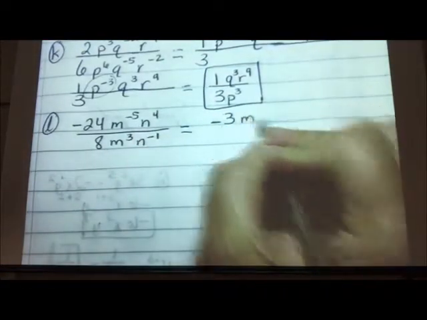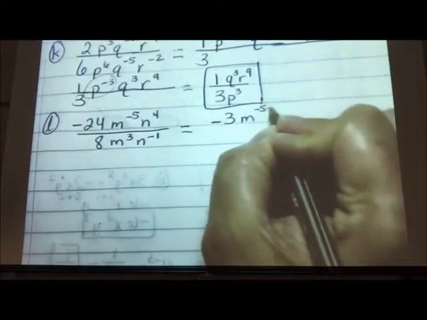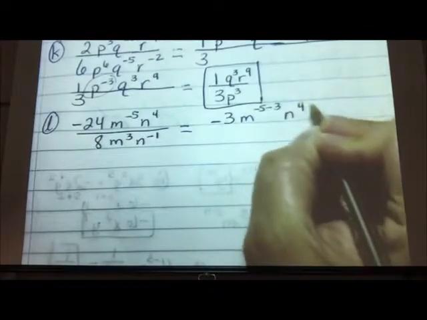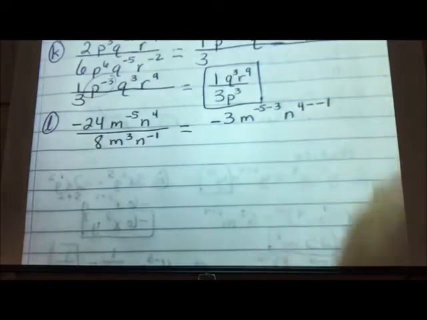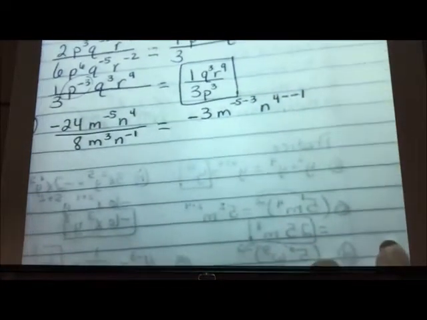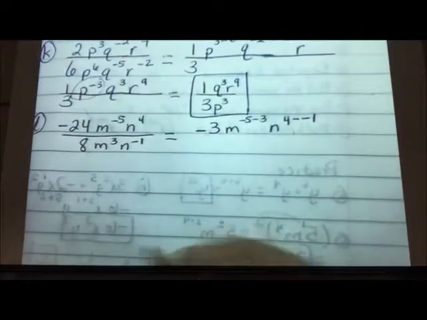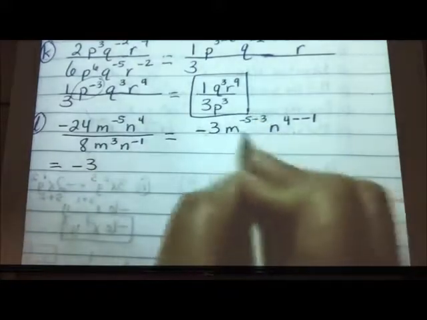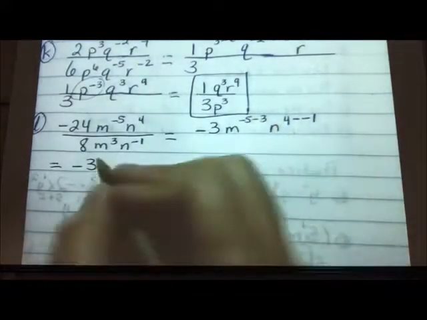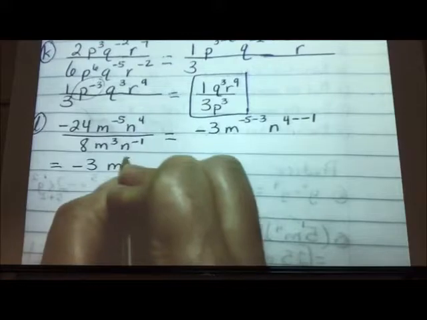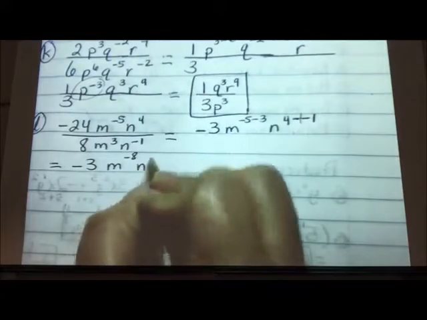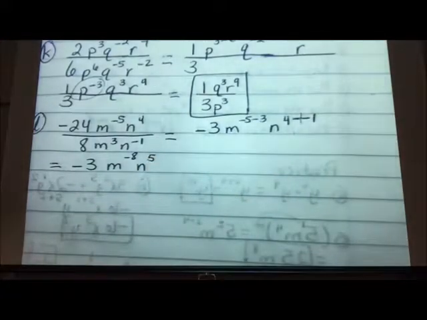We subtract our exponents, negative 5 minus a positive 3. And then we have 4 minus a negative 1. So this continues to be a negative 3. We subtract negative 5 minus 3. That becomes a power of negative 8. 2 negatives become a positive. 4 plus 1 would be a 5.